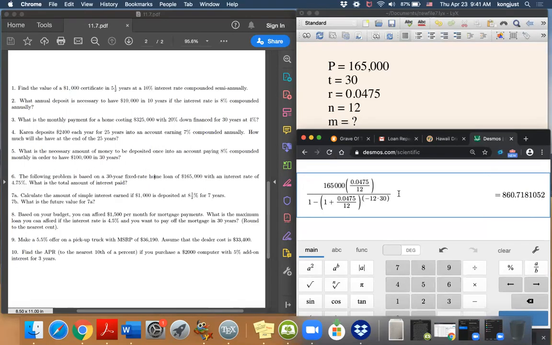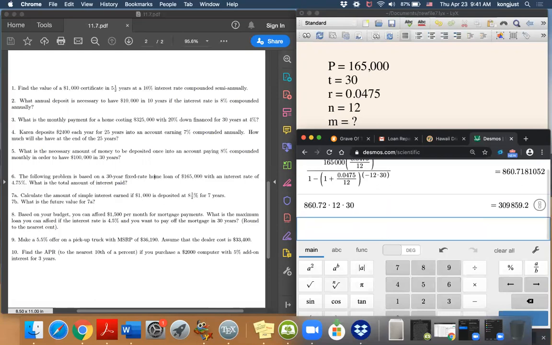Okay, so the monthly payment is 860.718. Let's do that to the nearest cent. So 860.72. How many times did I pay that? I paid that 12 times a year for 30 years. So in total, you pay $309,859.20.